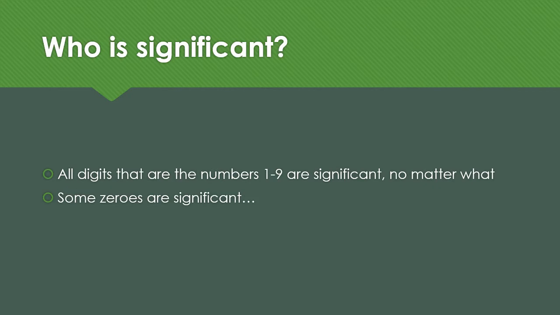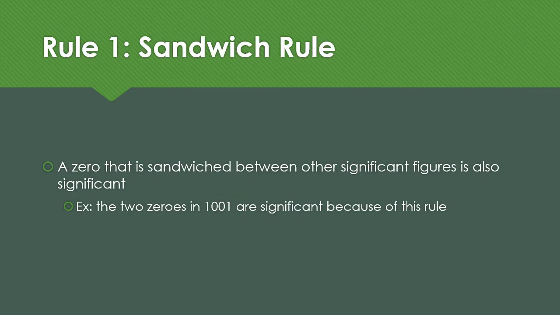So let's talk about which digits are significant. All digits that are the numbers 1 through 9 will be significant no matter what number they are present in. Zeros, on the other hand, are questionable. Either they're going to be significant or they will be placeholders. But the real question is, which are they? So let's look at a couple of rules to help us determine how a zero is behaving.